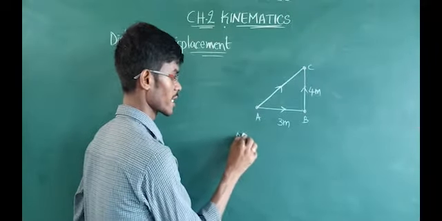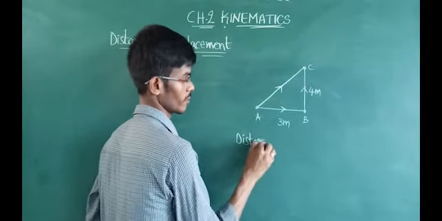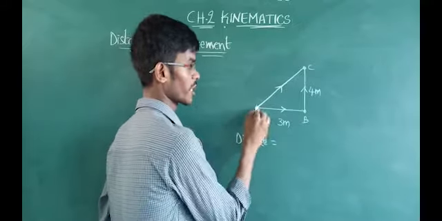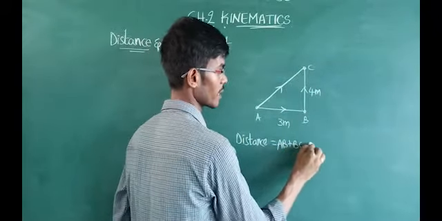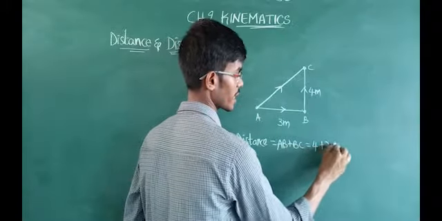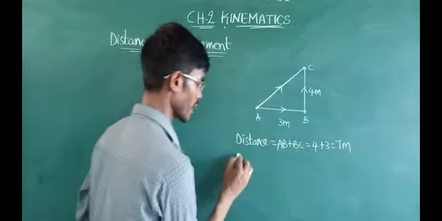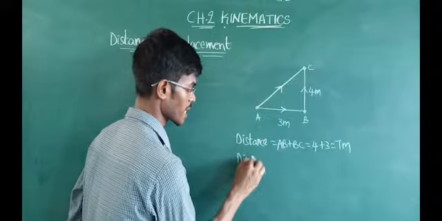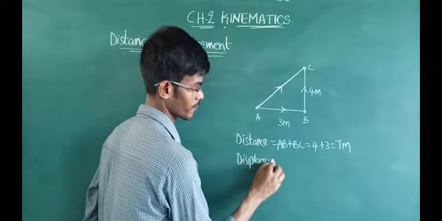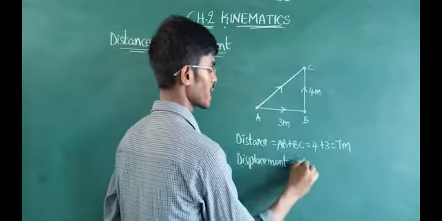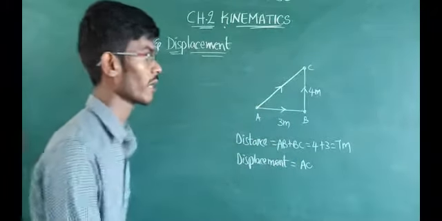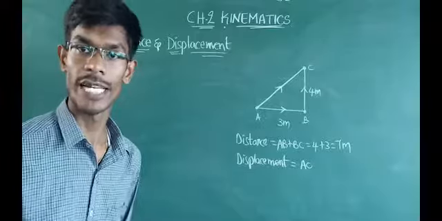Here distance is equal to, which is the actual path, A to B and B to C. AB plus BC, that is equal to 4 plus 3, 7 meters. But if it comes to displacement, this is the shortest path, AC is the shortest path, but we cannot find it very easily.